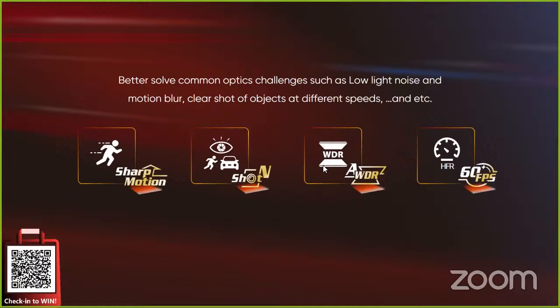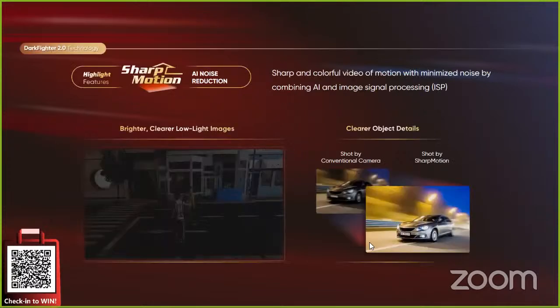And now we're going to bring you the information on the key features of the DarkFighter 2.0. The first one, we call sharp motion. Second, Short N. Third, auto WDR. And the last, this is not for Go, it's for 60 FPS. Before, we already said the camera is about 25 frames per second, 30 FPS, but we can now reach 60 FPS, even for the 4 mega, even for the 8 mega cameras. So let me check the setting part in the demo part later.